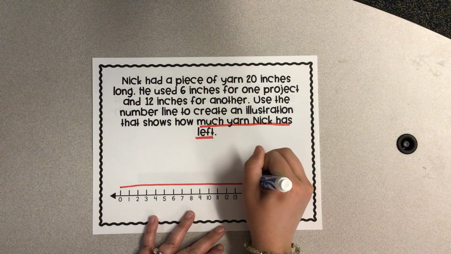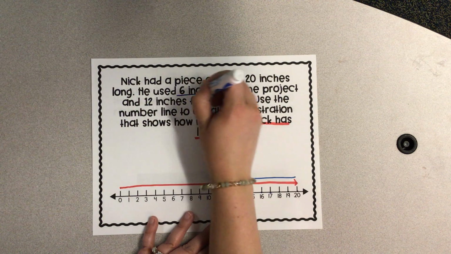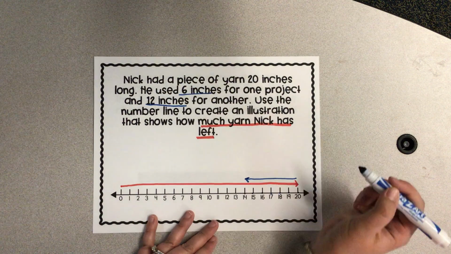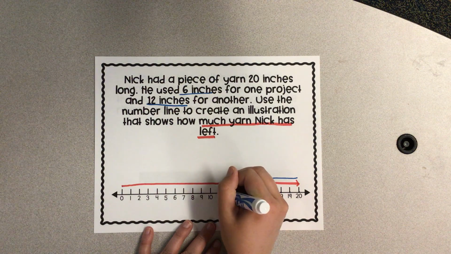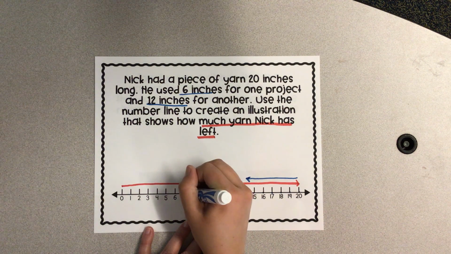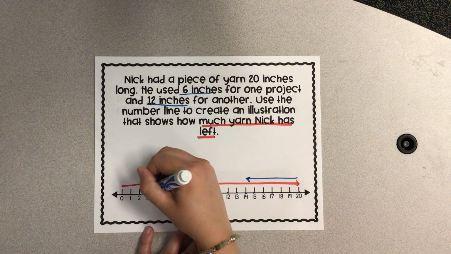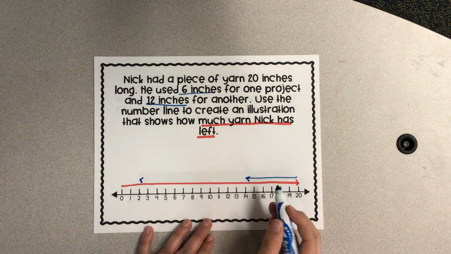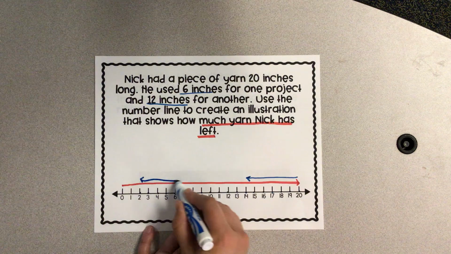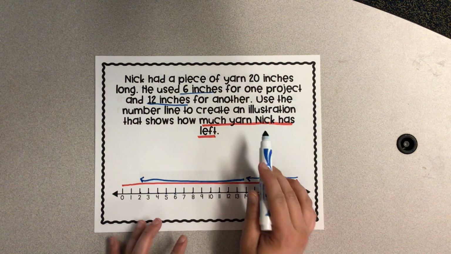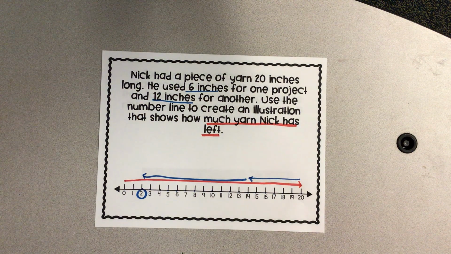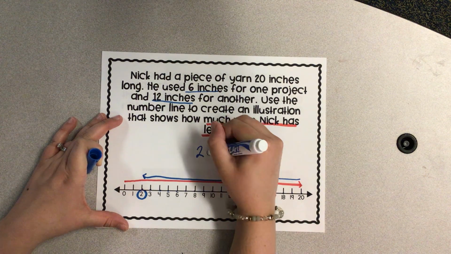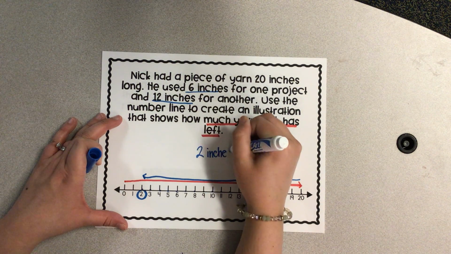He uses 6, right? And then he uses 12 inches for the other. So now I'm going to count back 12. 1, 2, 3, 4, 5, 6, 7, 8, 9, 10, 11, 12. I'm going to draw another line to show the length of that one. So how much does he have left? We landed on 2, so Nick has 2 inches of yarn left. 2 inches left.